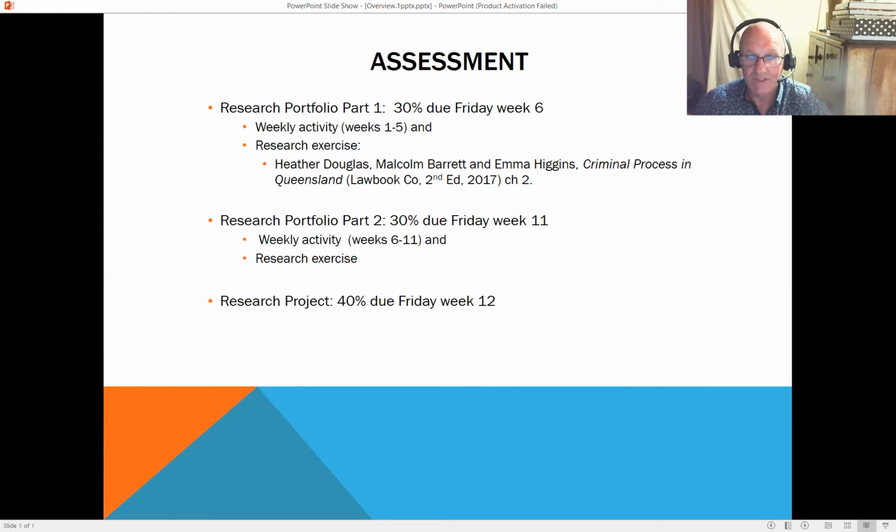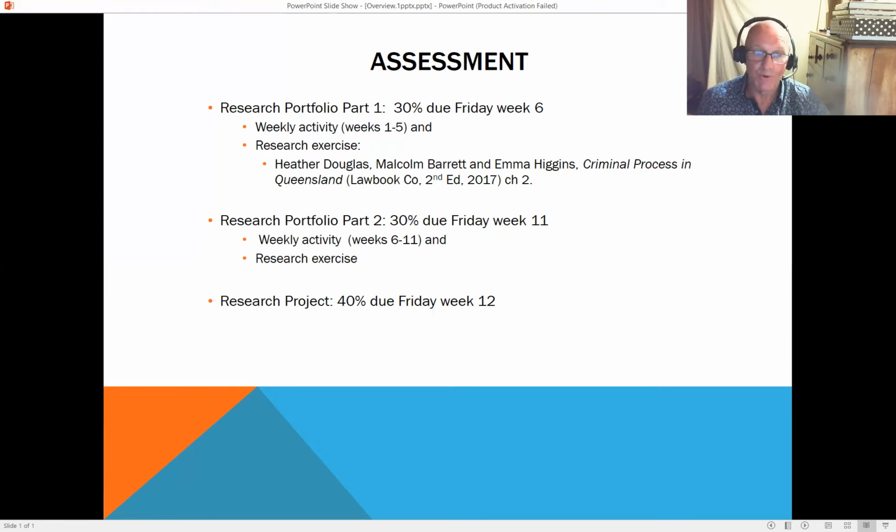There is a good starting point. You're going to have to look at cases and legislation for this, but can I refer you to the book by Heather Douglas, myself, and Emma Higgins, called Criminal Procedure in Queensland, Chapter 2. Now, don't try and read all of Chapter 2. Just look at the question, work out what are the areas that are the focus of that question, and then look at Chapter 2 and try and find the law as it relates to that particular issue. Because Chapter 2 is all about police powers, and you don't want to know all about police powers, but there are certain things you do want to know. So that's a good starting point. Just find as your starting point the issues that have been to some extent addressed in that chapter.